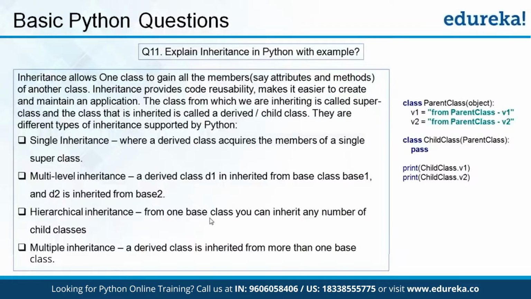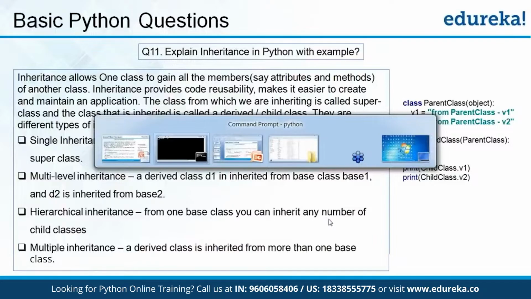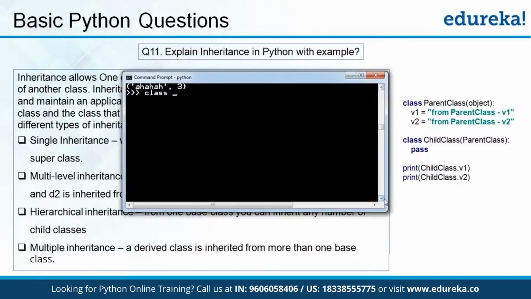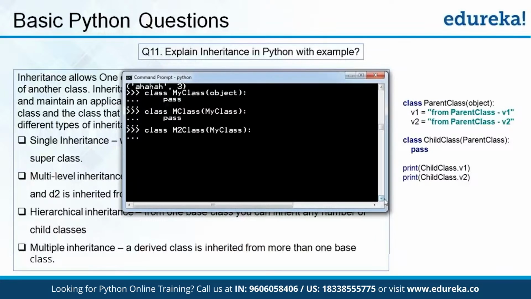Hierarchical is where from one base class you can inherit multiple child classes. So basically it might be something like this, hierarchical. My class, M class, M2 class of my class. So this is hierarchical inheritance.